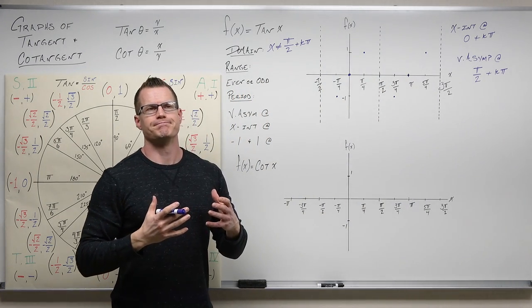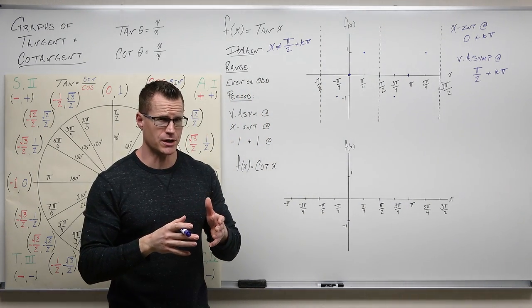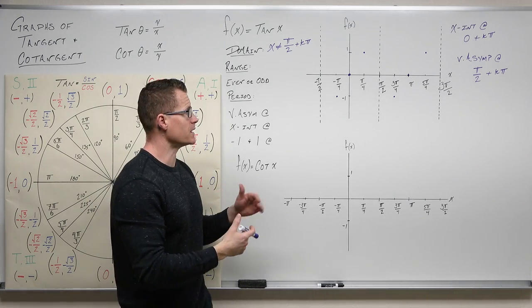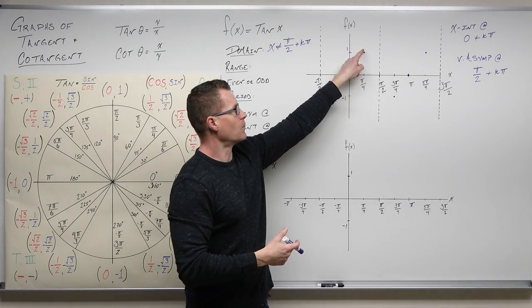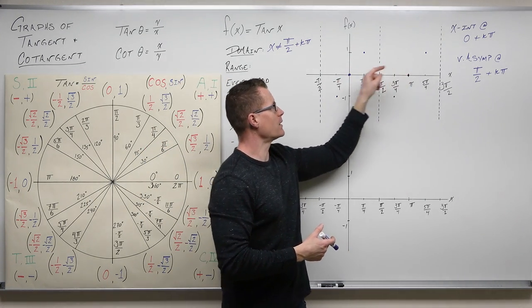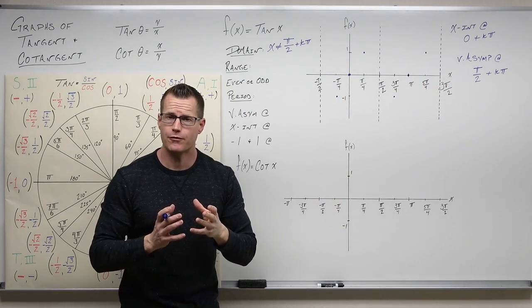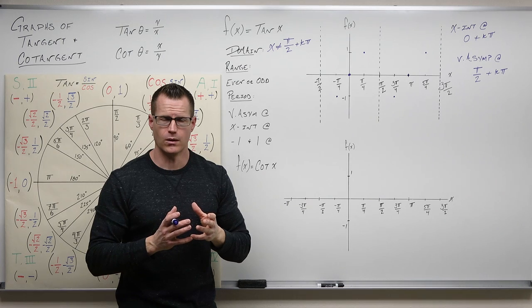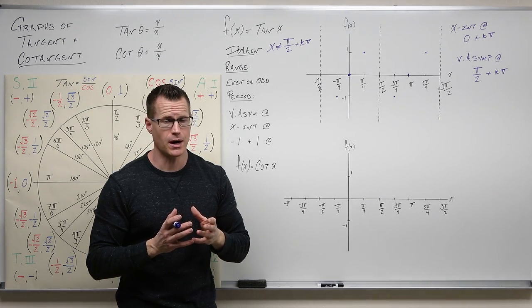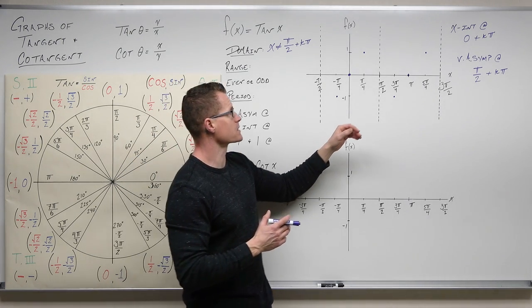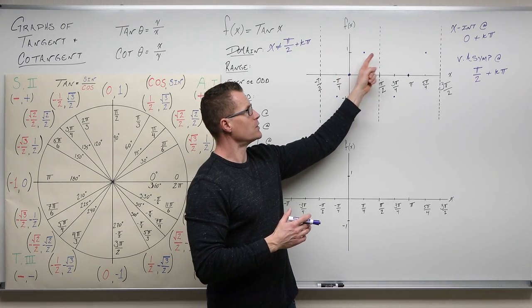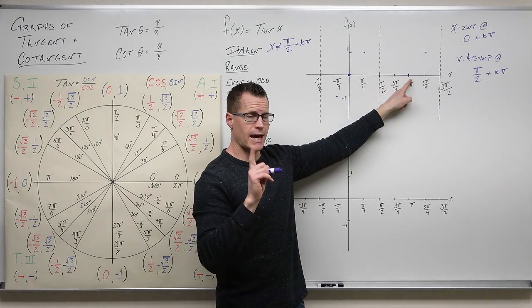Now what I really want you to see is the repetition here. Do you see that this is repeating: negative 1, 0, 1, negative 1, 0, 1, vertical asymptote, vertical asymptote, vertical asymptote? Now how often are they repeating? Well, they're repeating more often than every 2 pi. In fact, if you take a look at this from 0 to pi, that's only adding pi.